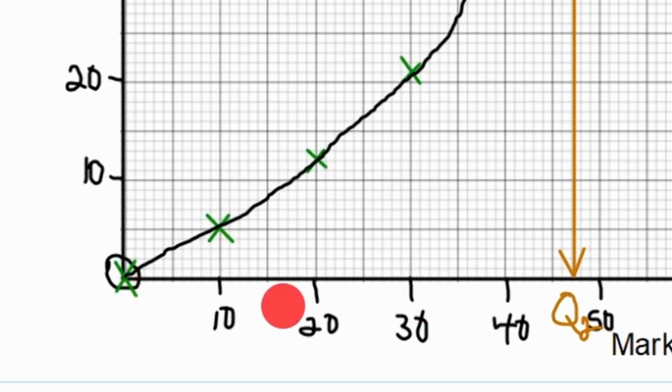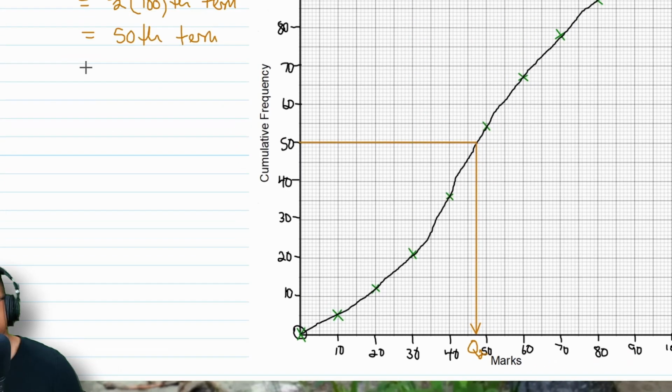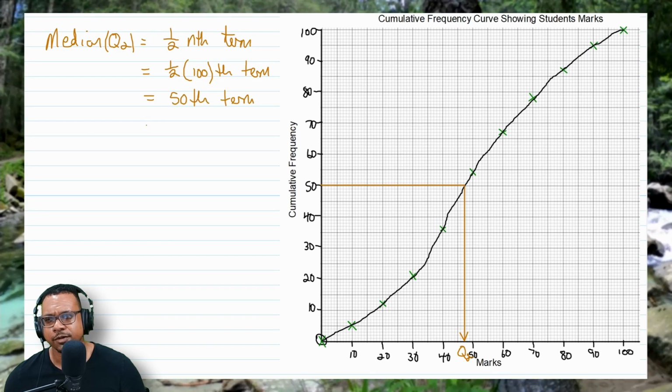Now if we look at the scale here on the x-axis, we have 2 centimeters representing 10 units. So we have 10 little blocks to reach 10. So each little block is going to be 1 mark. So if we are counting here, we have 45 here, and we're going to have 46, 47. So Q2 is equal to 47. So I'm going to put the 50th term is equal to 47 marks. And we're going to do the same thing for the lower and upper quartile.